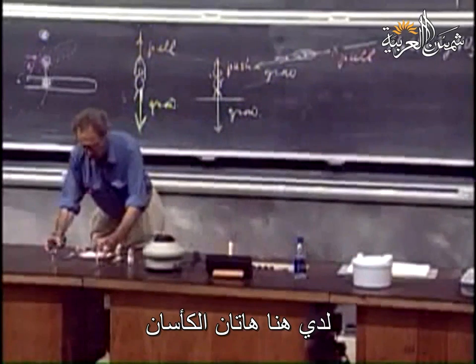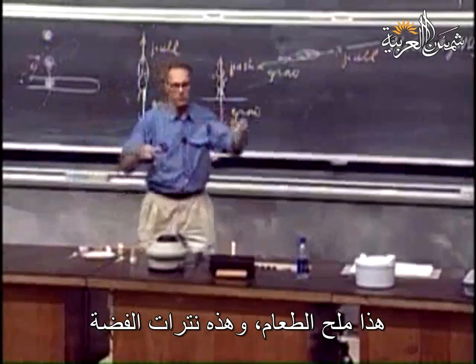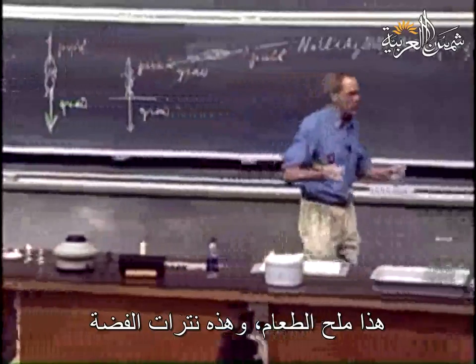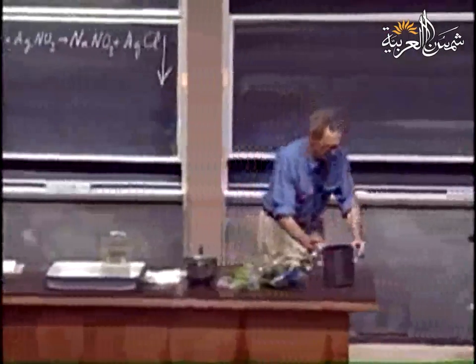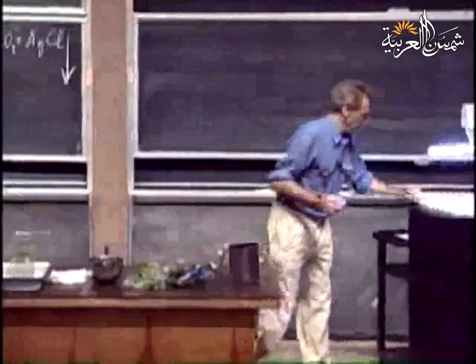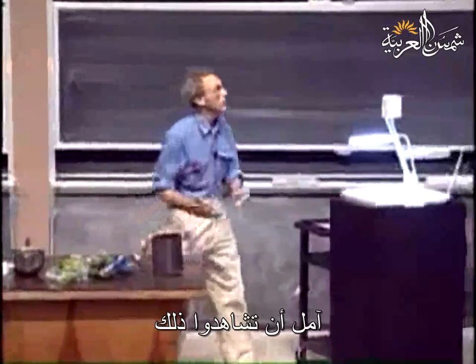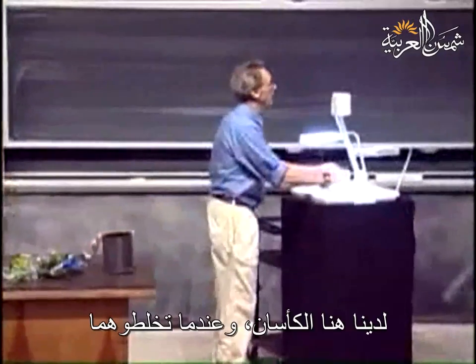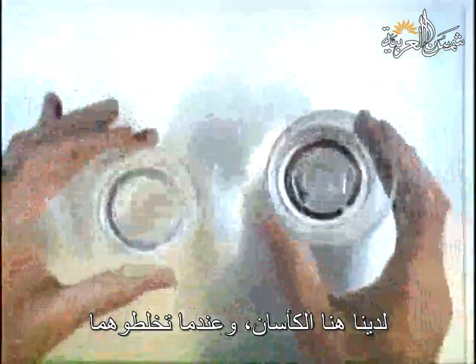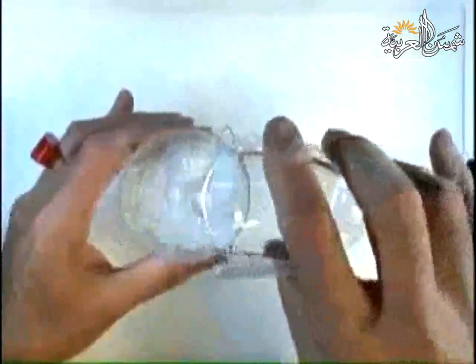I have here these two glasses. This is the table salt, and this is the silver nitrate. I'm going to mix them. I hope you can see this. Here are the two glasses, and when I mix them, instantaneously you get milk.